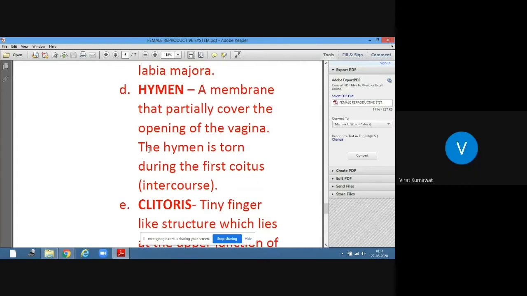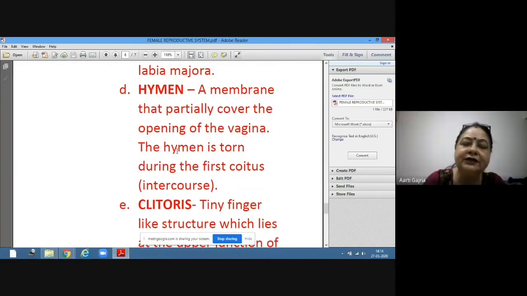But it has been found that this hymen can be torn by any kind of vigorous physical activity, maybe cycling, swimming, jumping, horse riding, or any sort of vigorous physical activity. So this has no link with virginity.